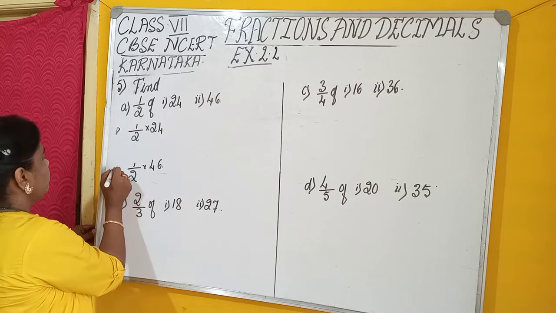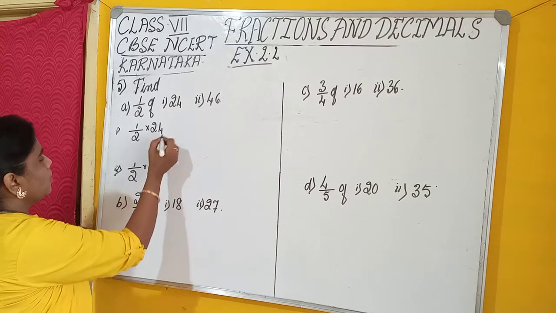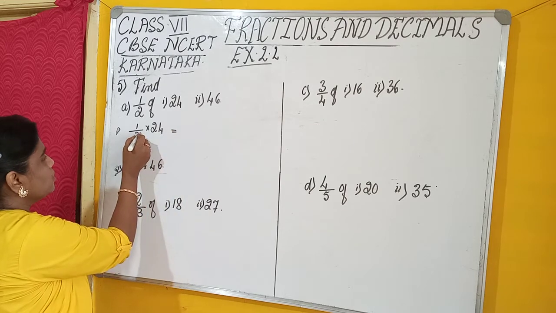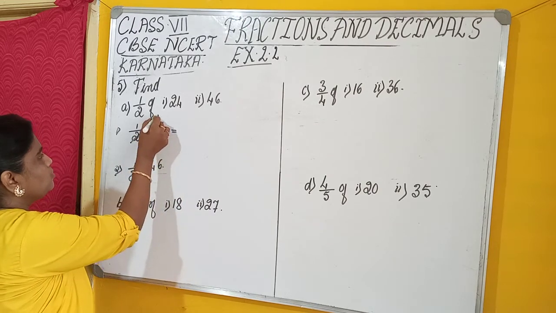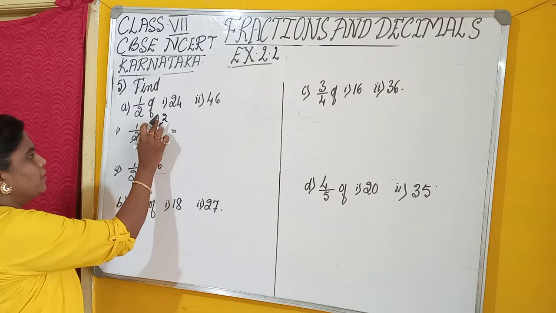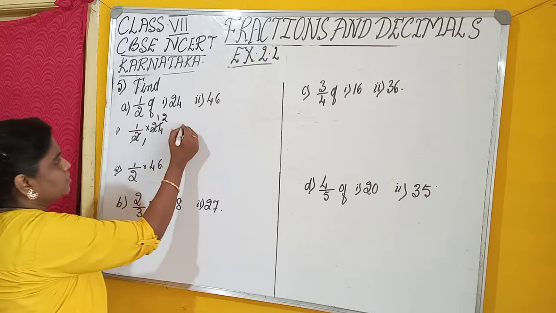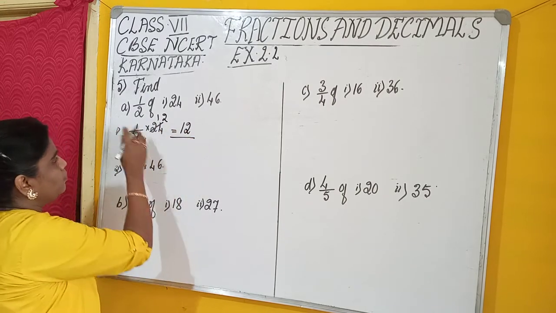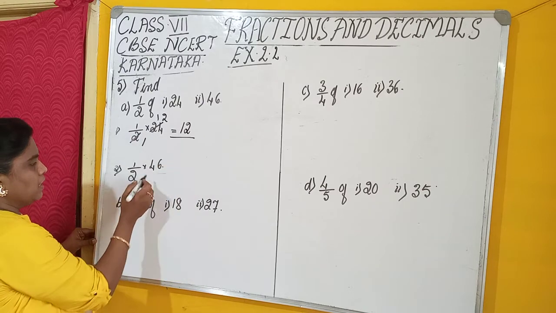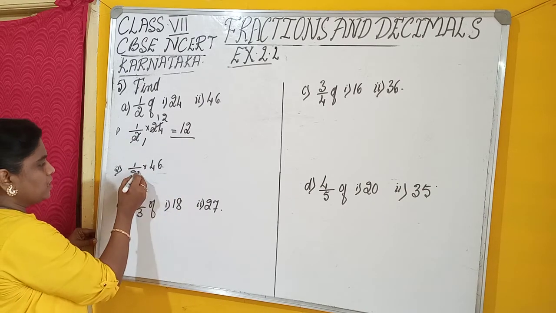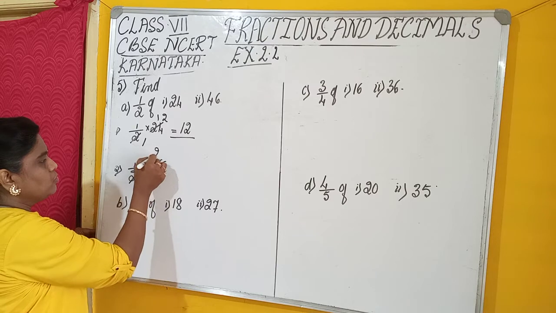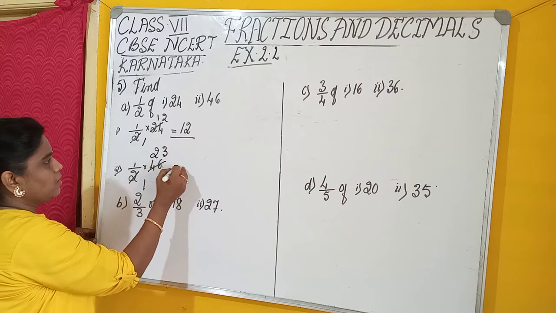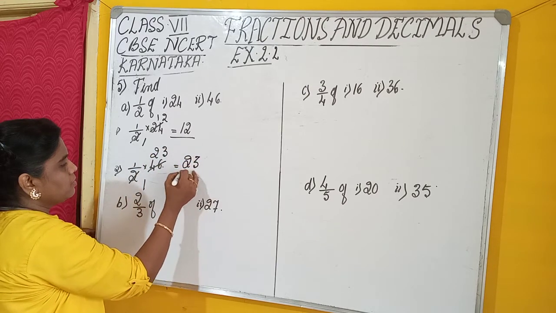1/2 of 24 means 2 ones are 2, 2 twos are 4, so the quotient is 12. Multiply 12 with 1, that is equal to 12. 1/2 of 24 is 12. Here 1/2 of 46 is: 2 ones are 2, 2 twos are 4, 2 threes are 6, that is equal to 23.